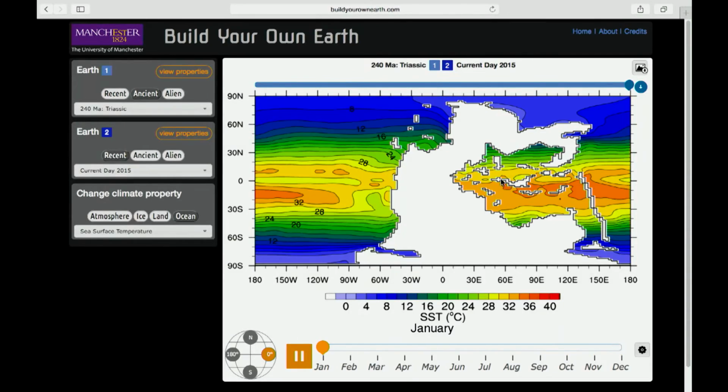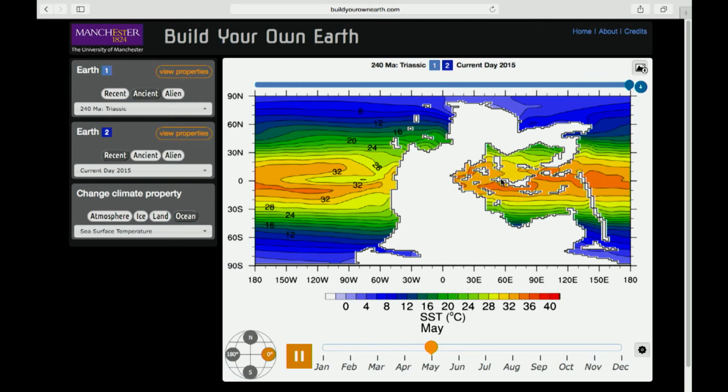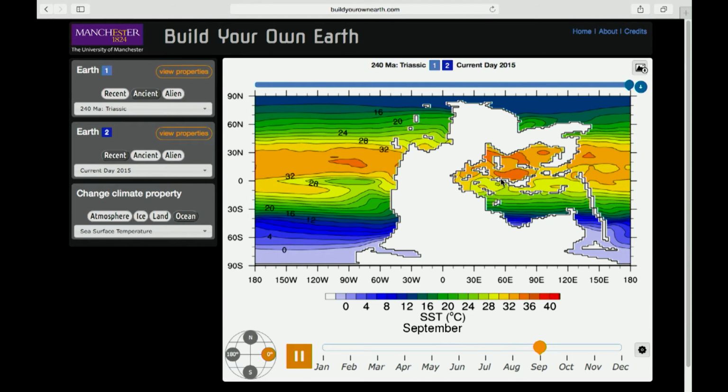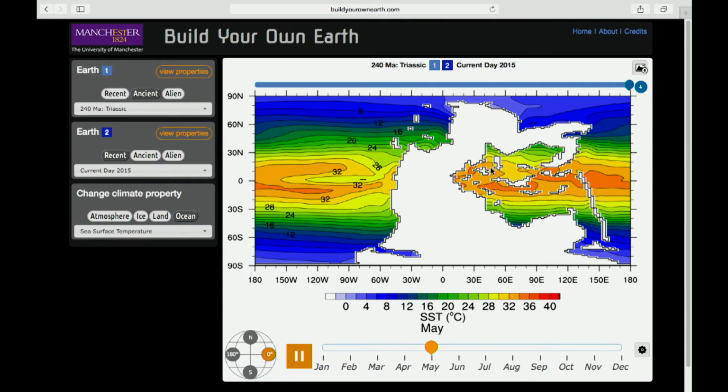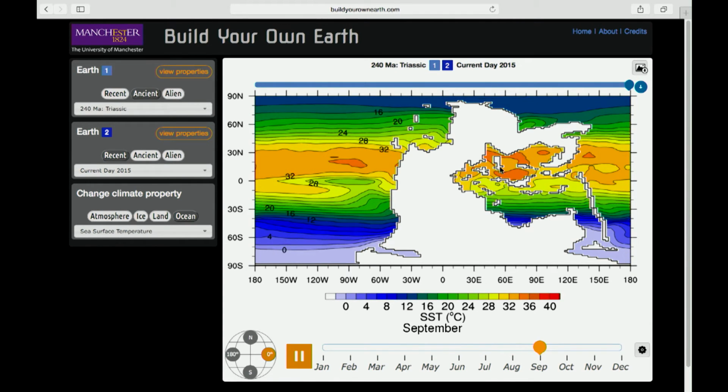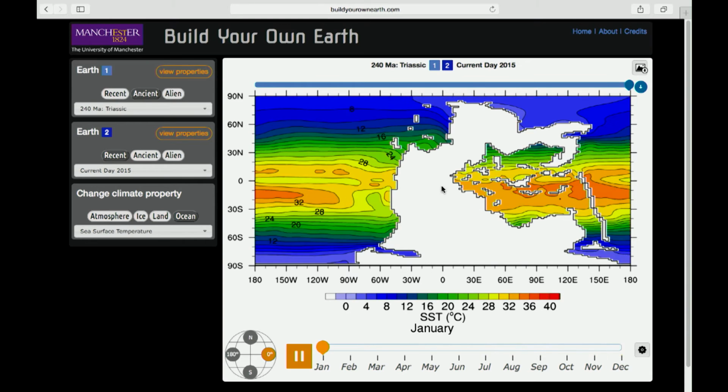If we look at the sea surface temperatures, we can see that the warmest water would be found in the Tethys Sea, where sea surface temperatures exceed 34 degrees. These would prompt very strong tropical storms impacting the coastlines of the northern Tethys Sea.